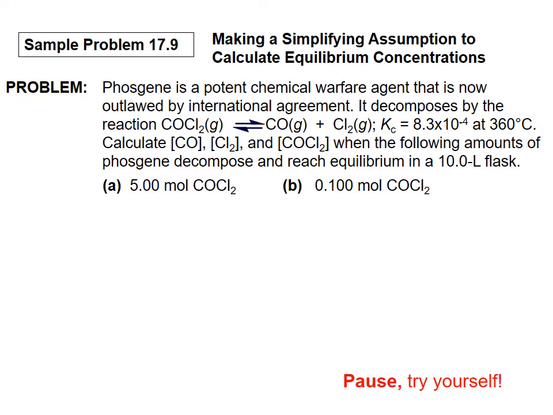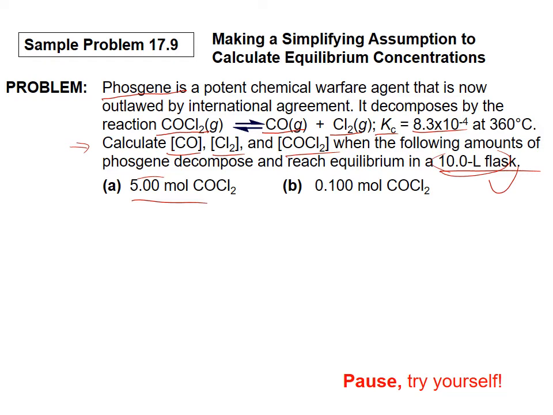Sample problem 17.9. Phosgene, which is COCl2, decomposes into CO and chlorine. This reaction has a Kc of 8.3 times 10 to the minus 4. We want to calculate the concentration of the product Cl2 and the reactant phosgene when the following amount of the reactant decomposes in a 10-liter flask. So this is the volume, and this is the number of moles of the reactant added to the flask, and we want to calculate the equilibrium concentration.